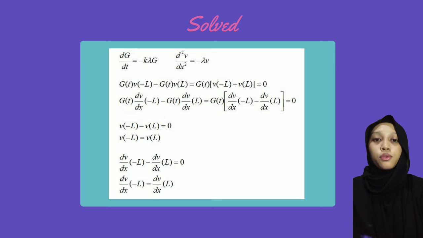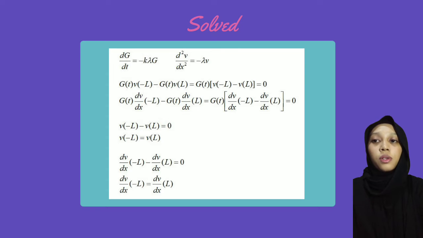After that, we have to differentiate v and it becomes g(t) dv over dx (negative L) minus g(t) dv over dx (L) equal to g(t) [dv over dx (negative L) minus dv over dx (L)], which is factorized with g(t) and equal to 0. Since we differentiate v over dx, we have v(negative L) minus v(L) equal to 0.